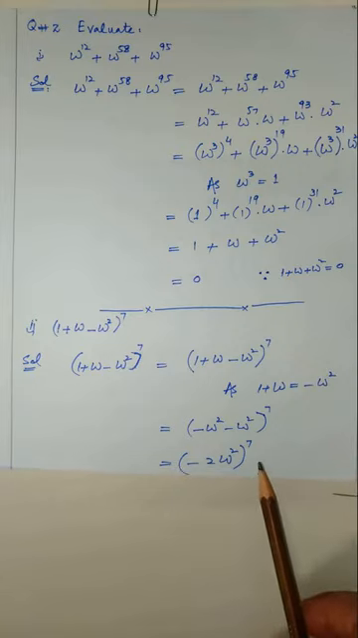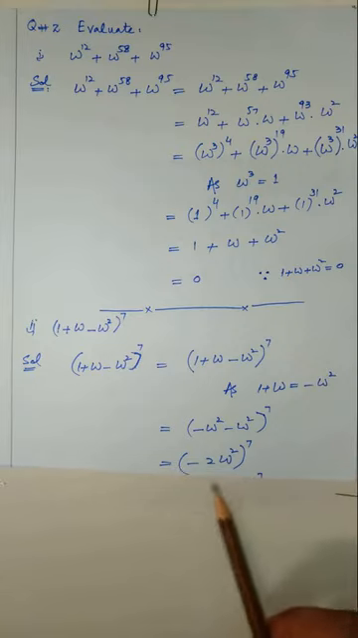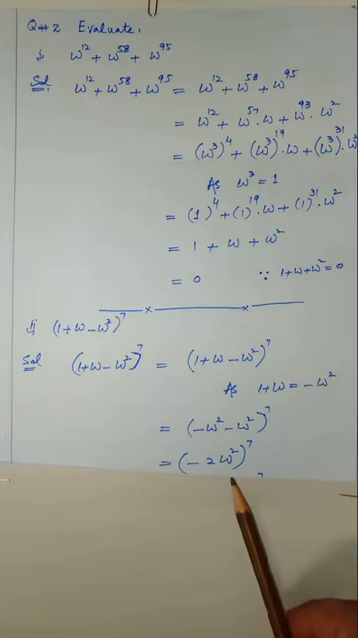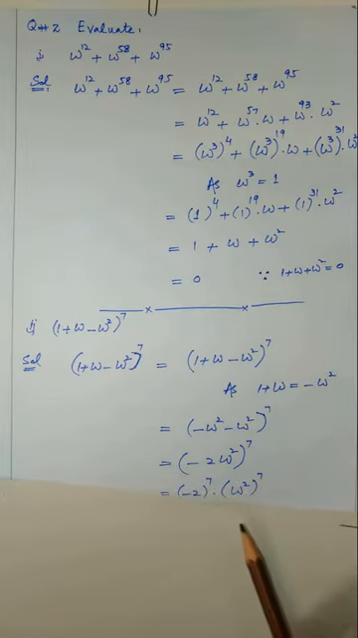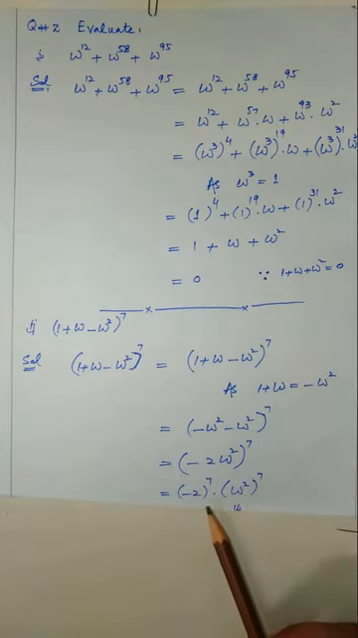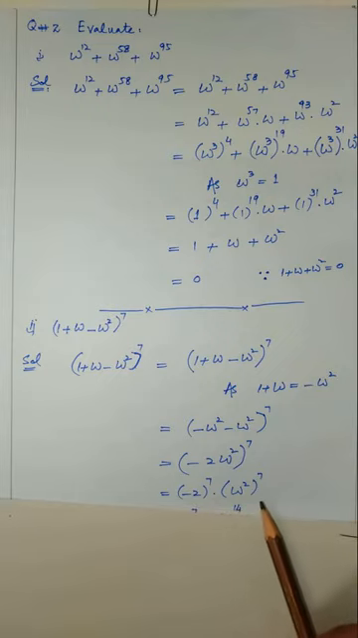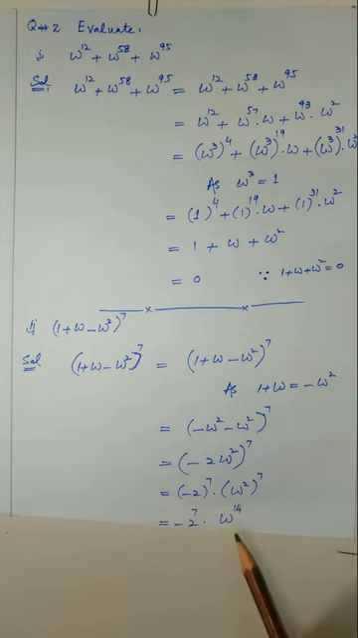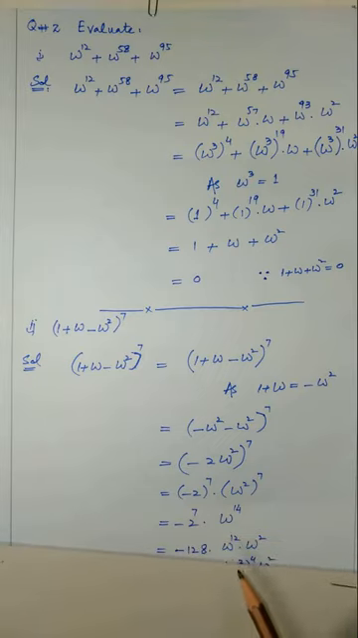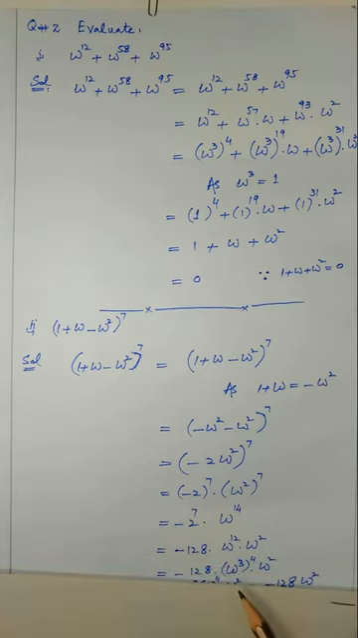Now apply this power 7 on both values, on 2 and on omega square, like this: minus 2 power 7, omega square power 7. 2 into 7 is equal to 14. So this 14 is equal to omega 12 dot omega square, and omega 12 is equal to omega 3 into 4. As we know that omega 3 is equal to 1.